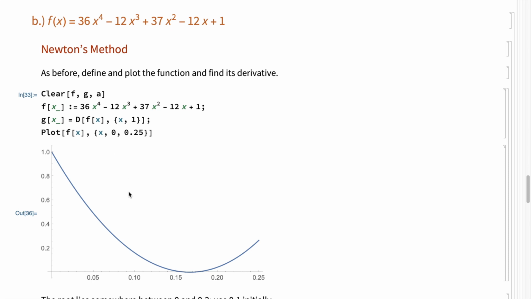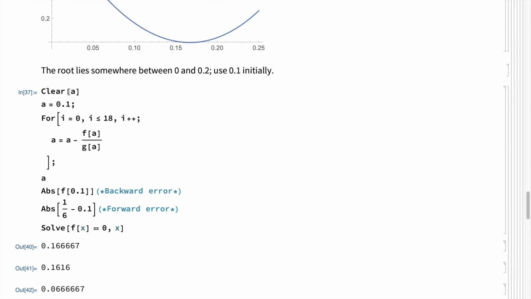When we do this, we find that the root is somewhere between 0 and 0.2, so let's set an initial guess of 0.1. Then invoke Newton's method. Here, this is the same code that we had before in order to evaluate a. And while we're at it, also evaluate the backward and forward error for our result. Finally, we can solve the function f for 0 with respect to x.